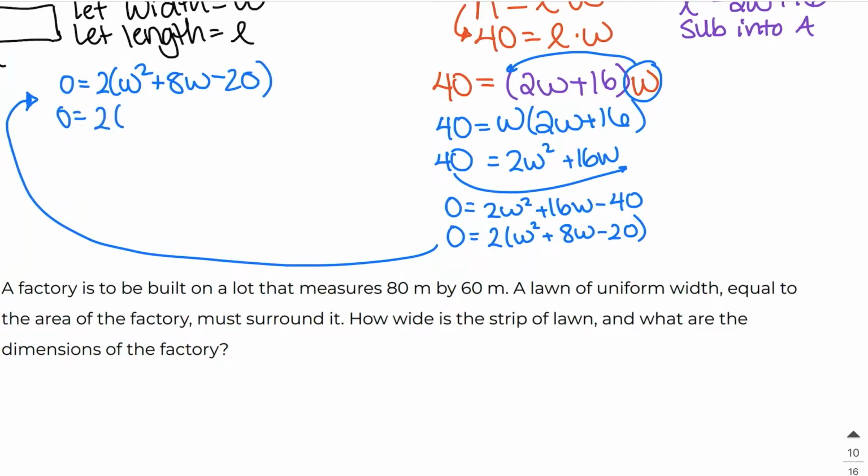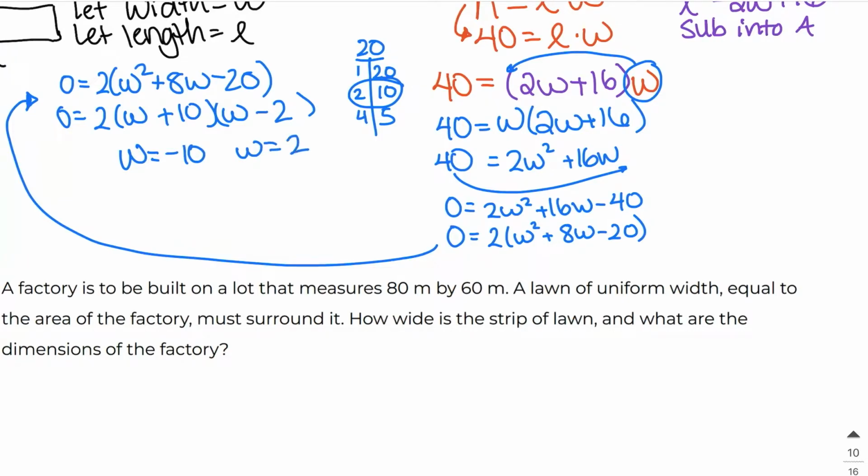Right here, I'm just going to use guess and check because my leading coefficient is 1. It's nice and easy. So I'm going to put a W here and a W here. I'm going to look for factors of 20. Some factors of 20 are 1 and 20, 2 and 10, 4 and 5. I'm going to use 2 and 10 because I can get a positive 8 from 2 and 10, which means that my two solutions here would be negative 10 and positive 2. Well, negative 10 is not possible. This is called an extraneous solution because the width of a rectangle can never be a negative value. So we know here that the width has to be 2 inches.